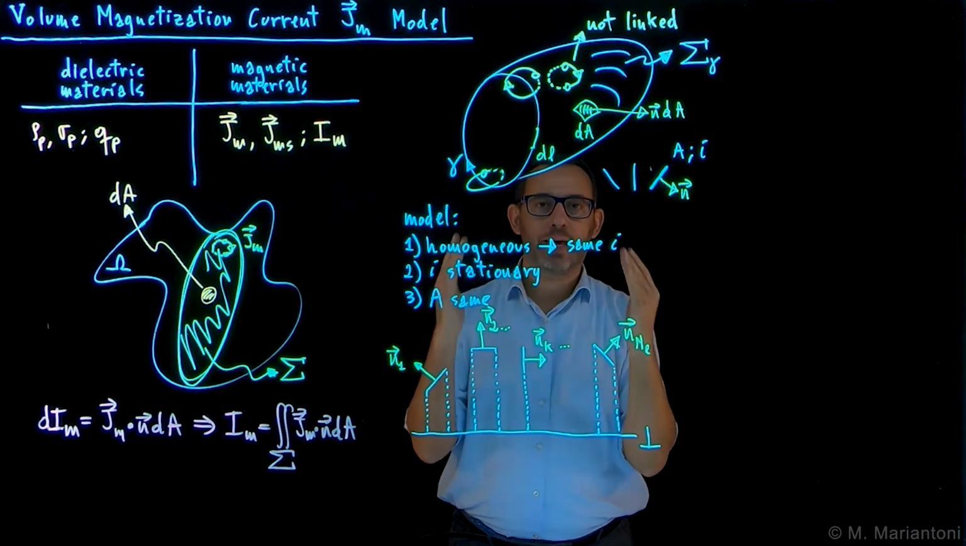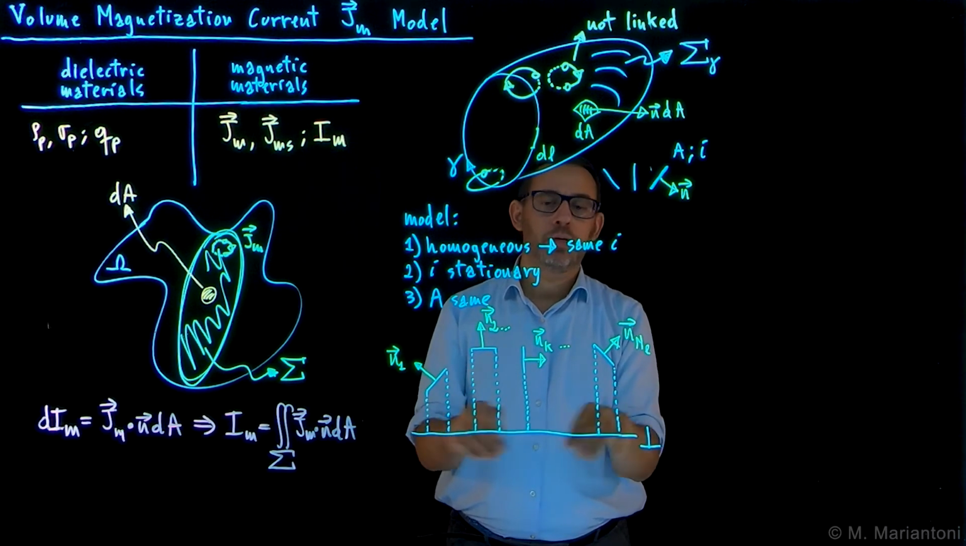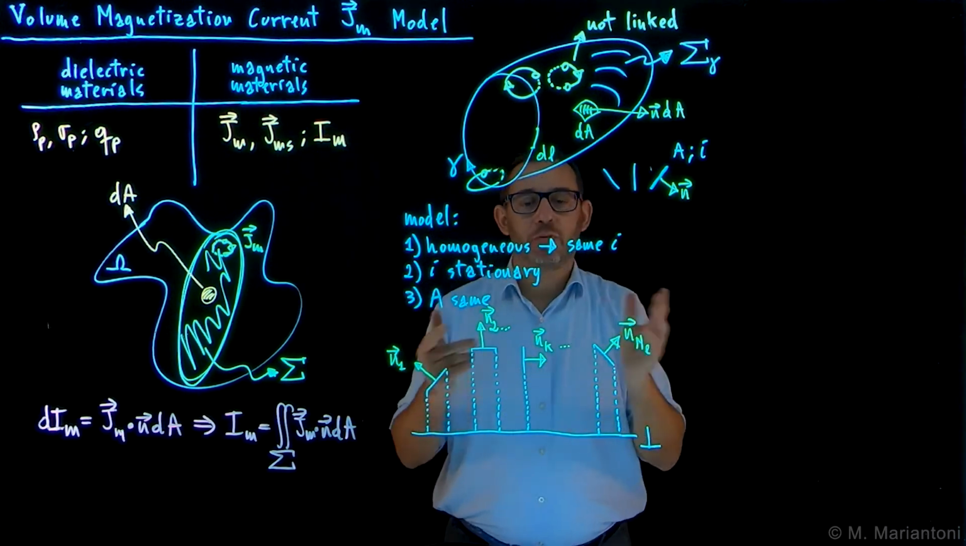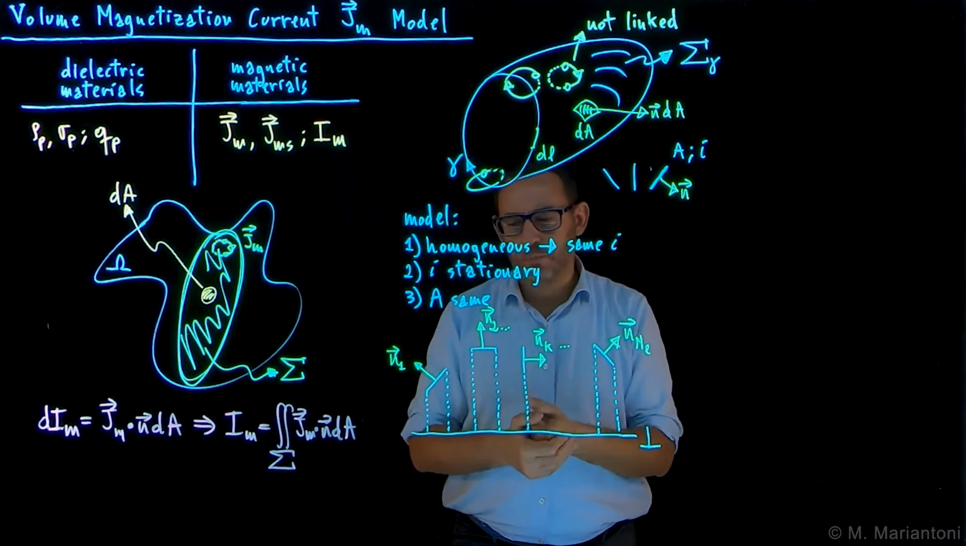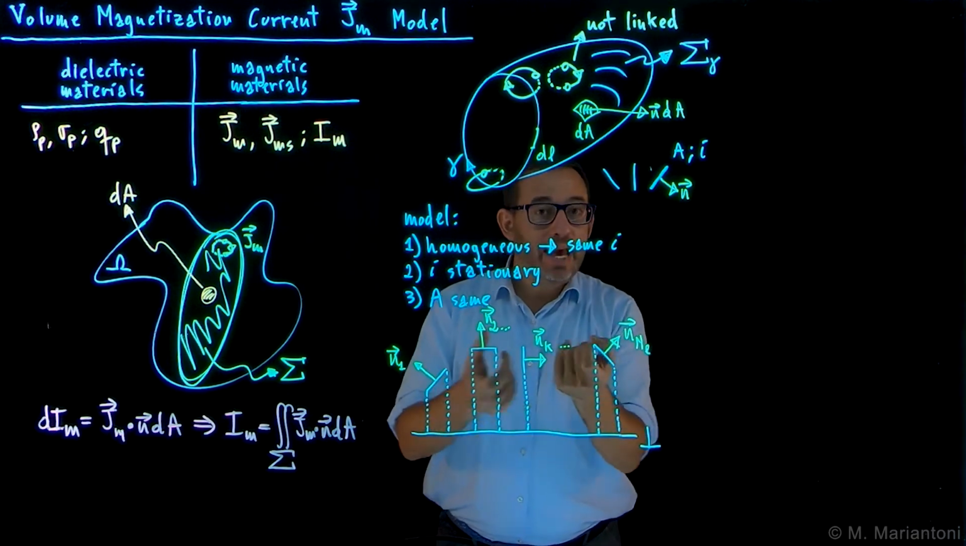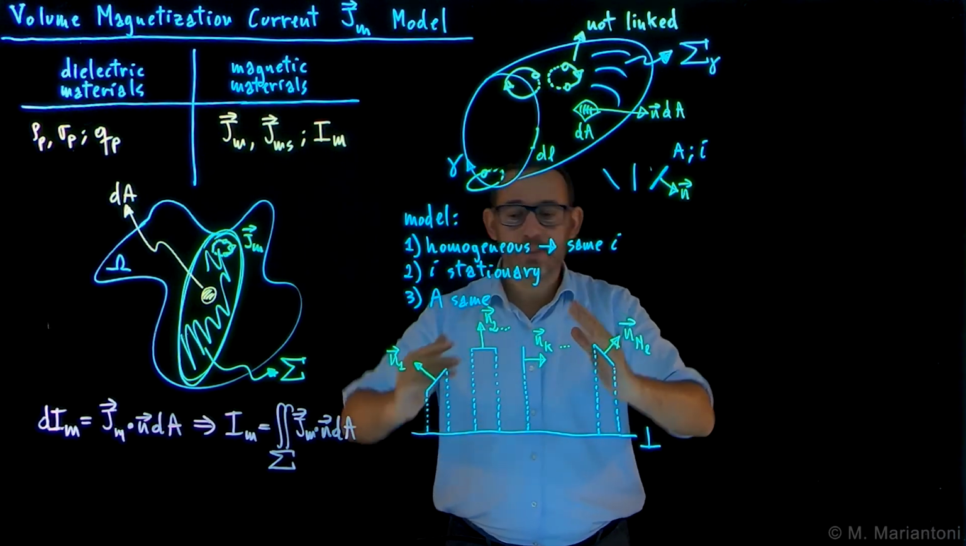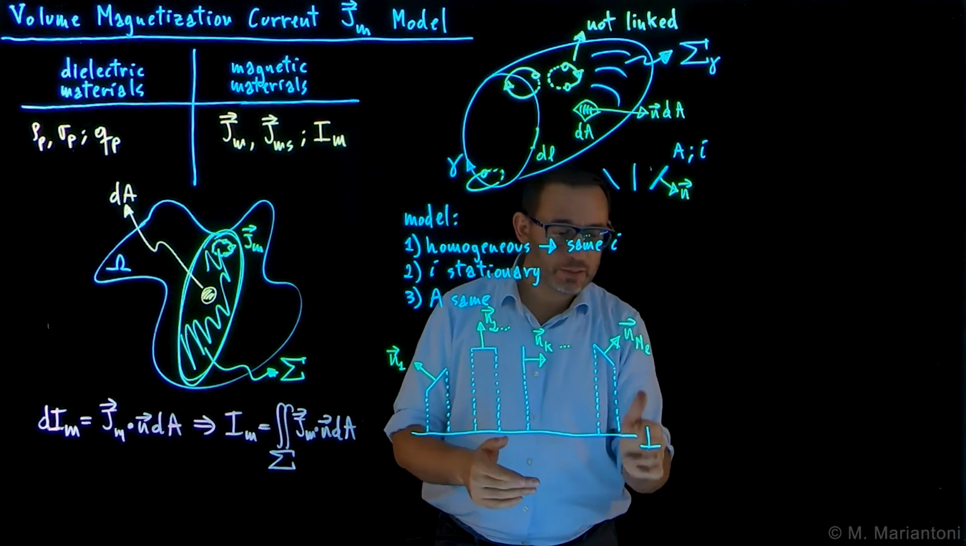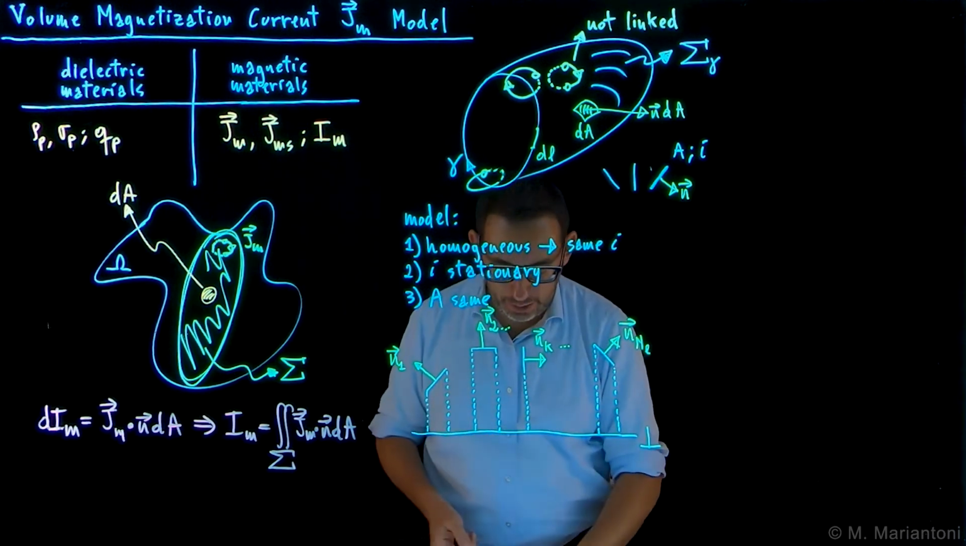We need to choose a common reference direction, okay? So we choose, for example, the one of N2. It can be whatever you want. It can be not aligned with any one of them. So then, because the areas are the same but they are differently oriented, the projection on this perpendicular surface actually is different.